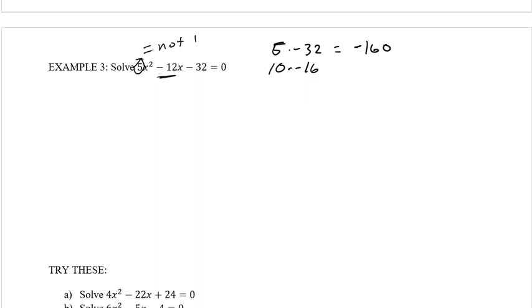So then 20 times negative 8 also works, but when we add them, that's positive 12, so we actually need negative 20 and positive 8. And those are our two numbers that we're going to split the middle term with.